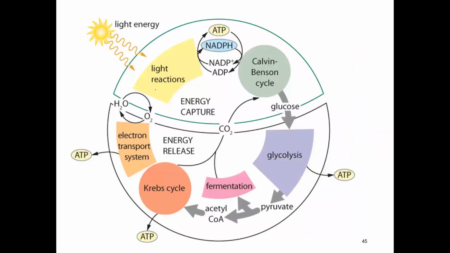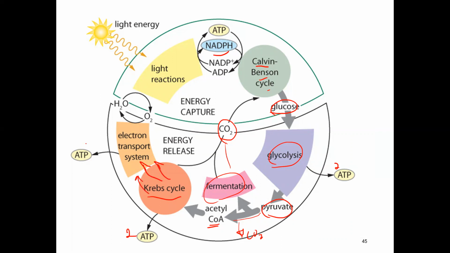Okay, so light reactions make ATP and NADPH that fuel the Calvin-Benson cycle, which makes glucose. Glucose is used in glycolysis to make a little bit of ATP and pyruvate. That can go to fermentation, which makes carbon dioxide. We saw that with alcohol fermentation. Or if we lose a carbon dioxide, we have acetyl-CoA that enters the Krebs cycle, which makes a little bit of ATP, but all those electrons from NADH and FADH2 fuel the electron transport chain to make 32 to 34 ATPs.